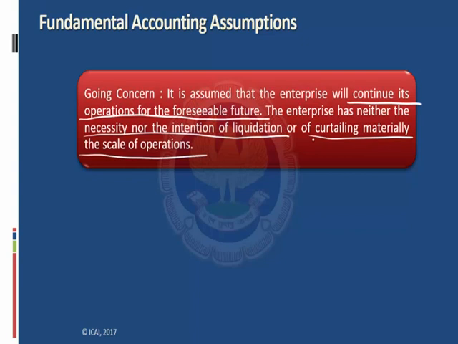The second thing is the enterprise is not required to sell off its operations, or the entity does not have any intention of liquidation, or the entity is not curtailing its material operations. If these three things are not there, then the entity is assumed to be a going concern.